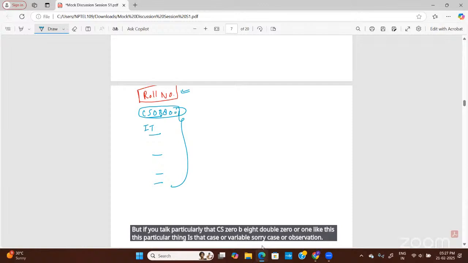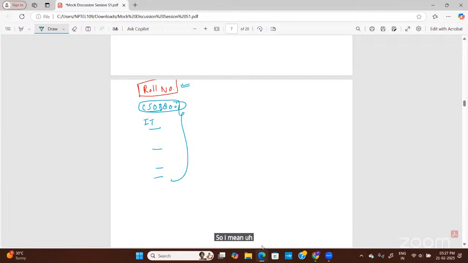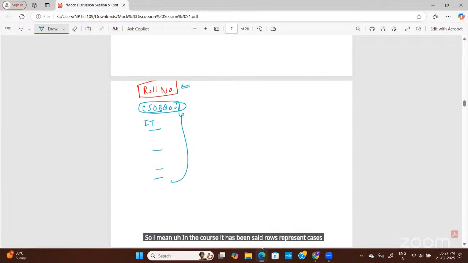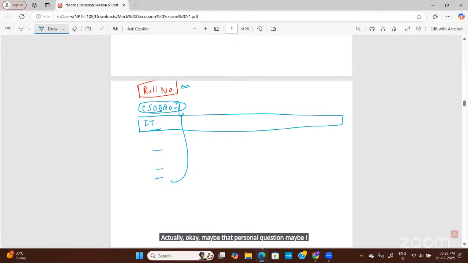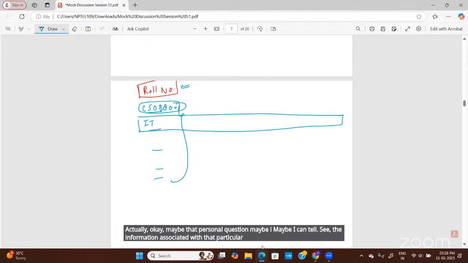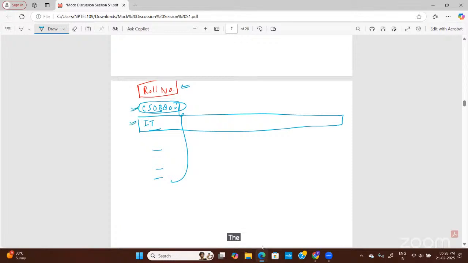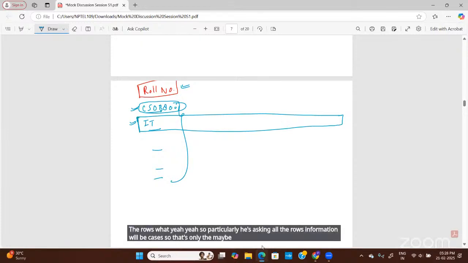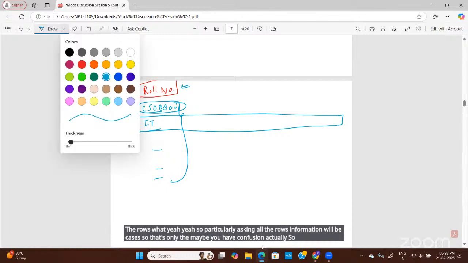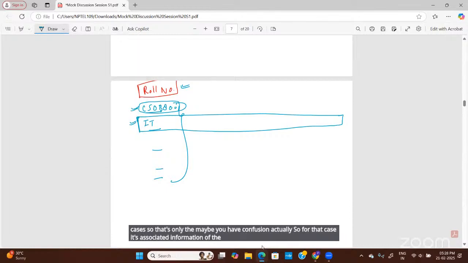In the course, it has been said rows represent cases or observations. Maybe that person's question, maybe I can tell. The information associated with that particular case, it's a case, right, madam? Particularly, he is asking whether all the rows' information will be a case. That's maybe where the confusion is. For that case, it's the associated information of the entire row for the particular case.